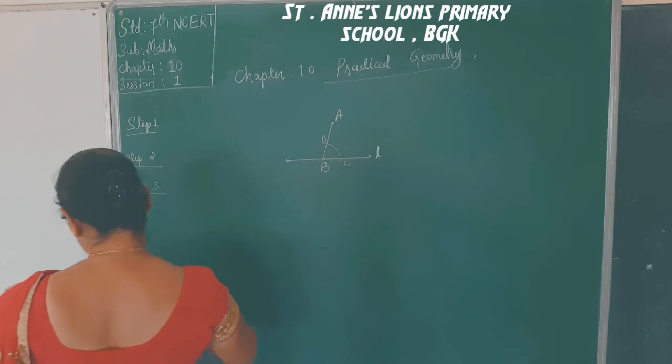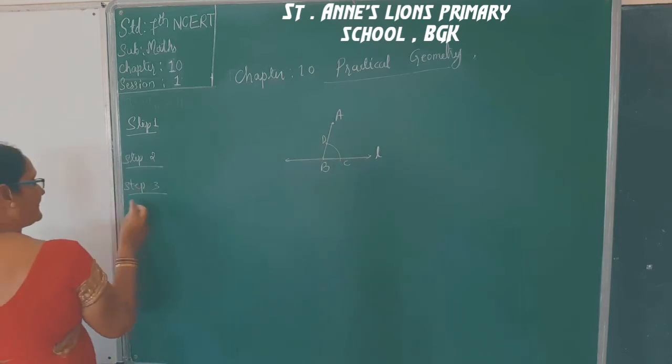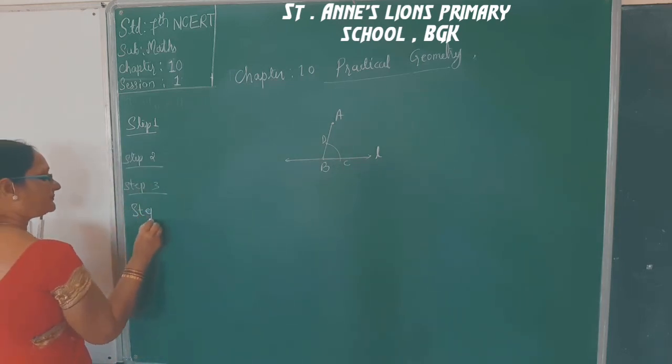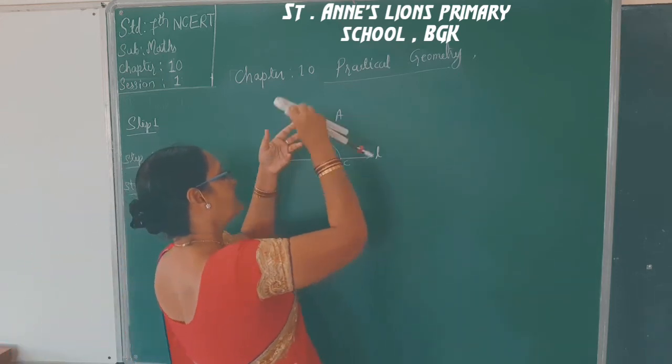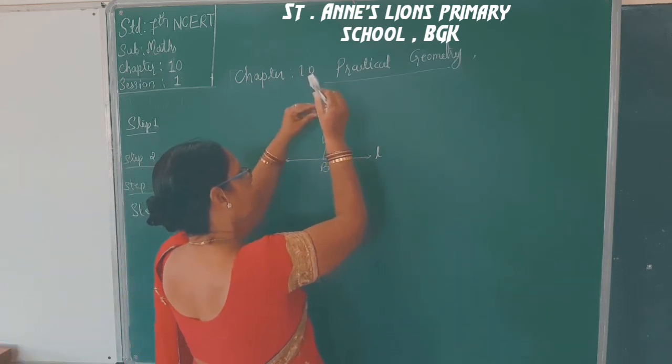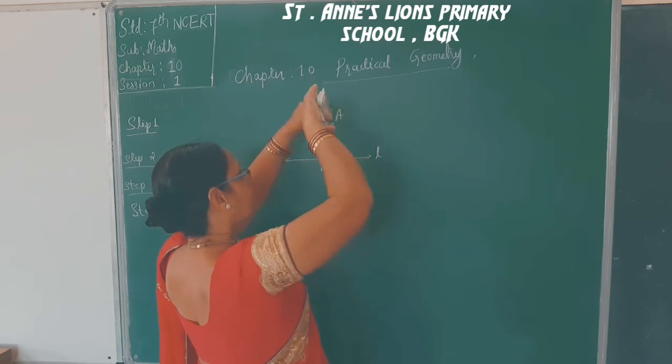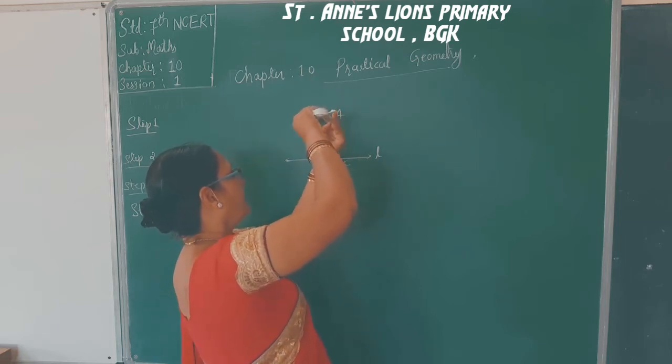Next step is step number 4. Step 4: with the same radius, A as the center. See, this is the center. A as the center, draw an arc.